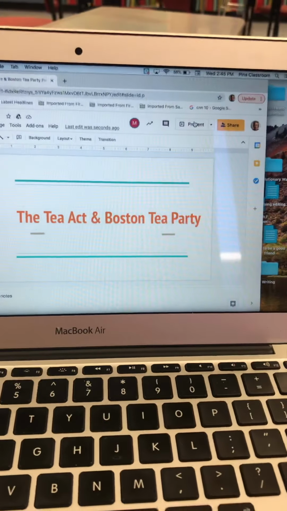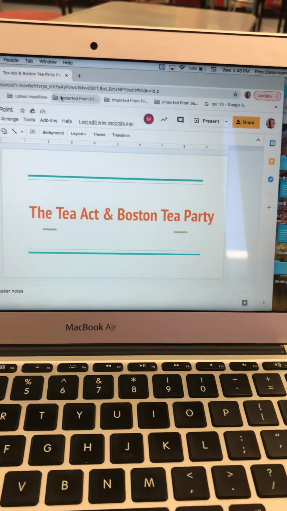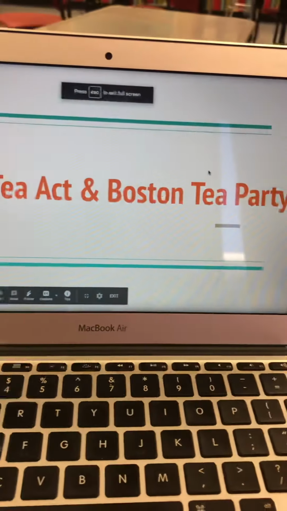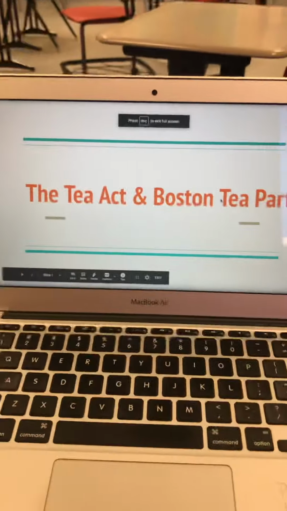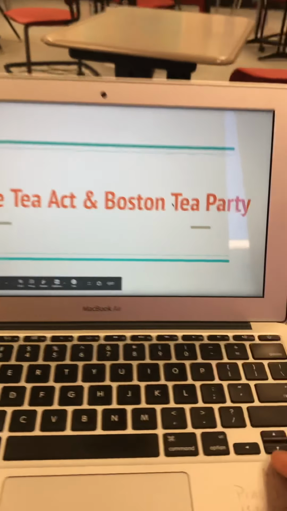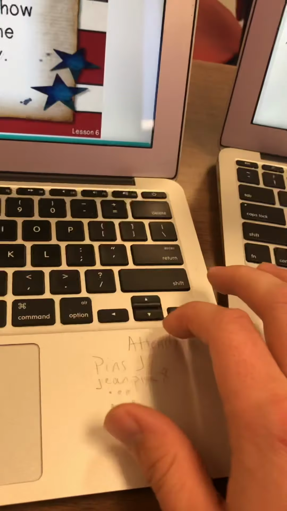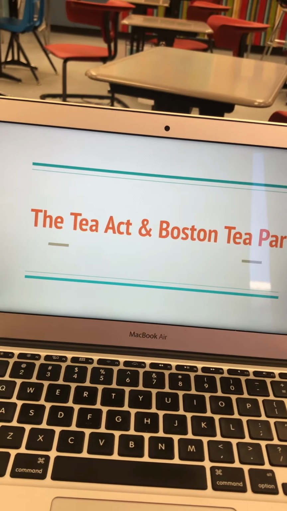Today we are going to be learning about the Boston Tea Act and Boston Tea Party. Once again, you will have this PowerPoint. You will hit present, and there it is, Boston Tea Act and Boston Tea Party. Going down is like that, going back up, and to go back to the next slide, hit up on this.